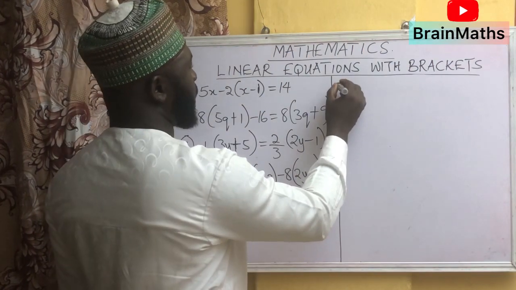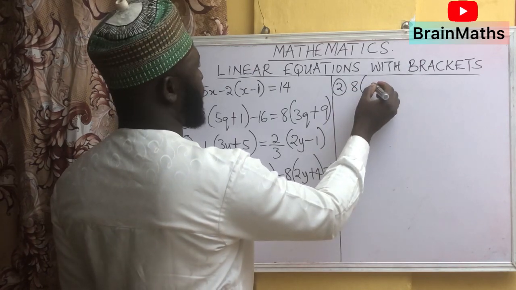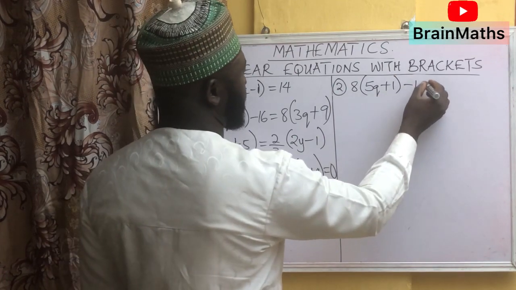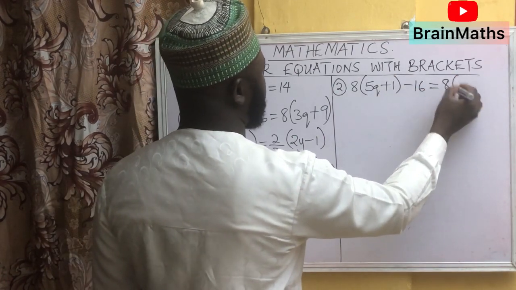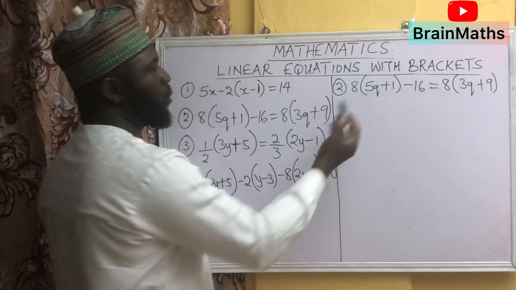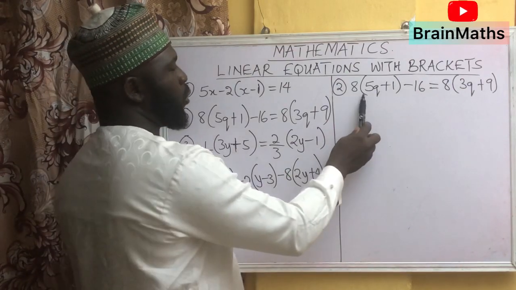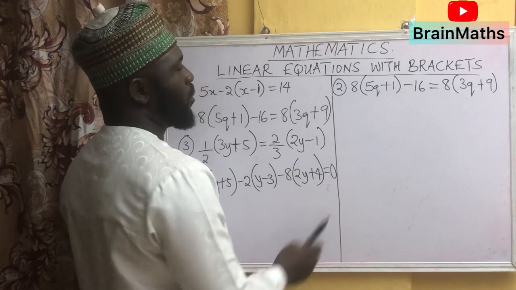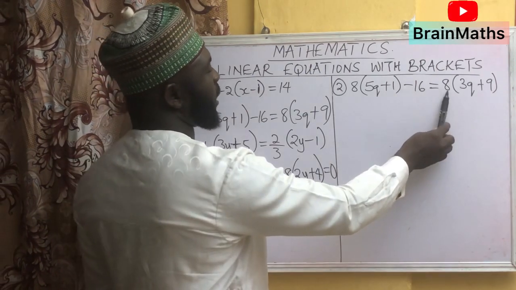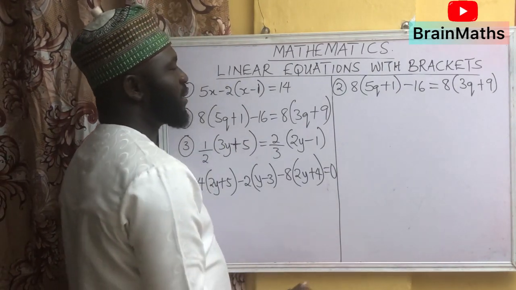Question number 2 says 8 into 5q plus 1 minus 16 equals 8 into 3q plus 9. We have a simple task at hand, and that is opening these two brackets. We are using this 8 to multiply everything in the bracket, and the 8 outside also to multiply everything in the bracket on the right hand side.